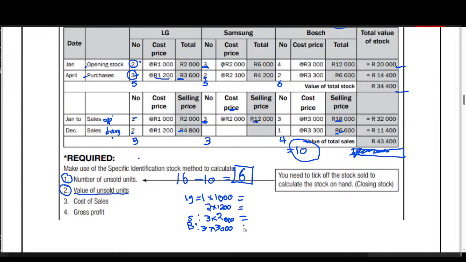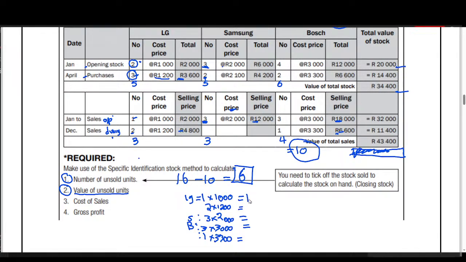Okay, then we also bought 2 items, but out of those 2 items we only sold 1 item. So what was the cost price of this item? It was 3,300.